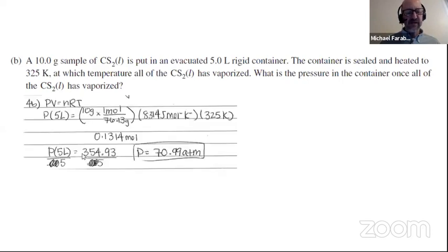PV equals nRT. They have P for pressure, which they're trying to solve. They have 5 liters. They have converted 10 grams of CS2 into moles. So think about if that looks correct. They have 8.314 joules per mole Kelvin. They got that number for R off of the equations and constant sheet. And then they have 325 Kelvin, which was given in the problem. So they calculated the moles, did the math, and got 70.99 atmospheres. Think about what they did right, what they did wrong or is incomplete, and how you would construct an appropriate response to this question to get the correct answer.